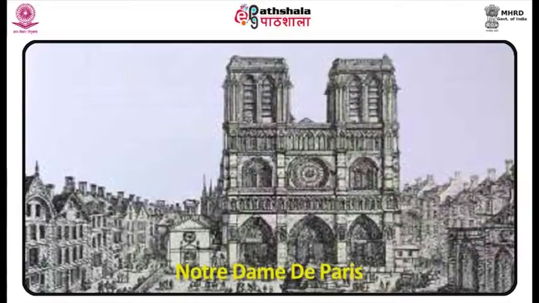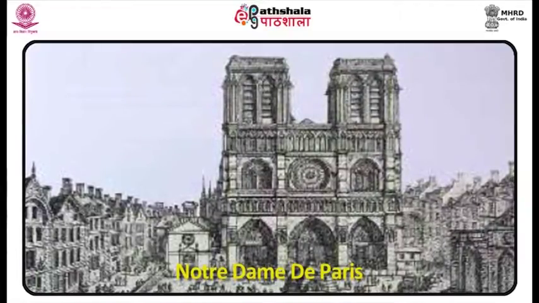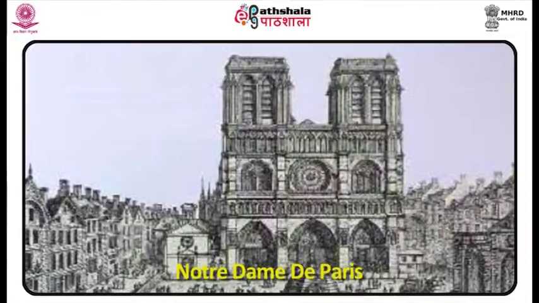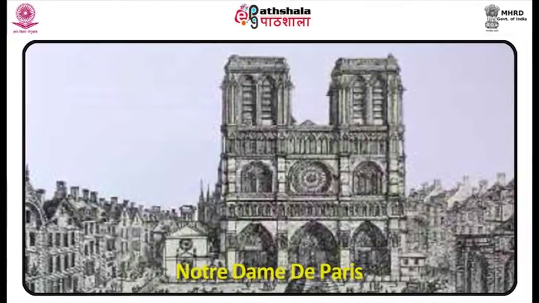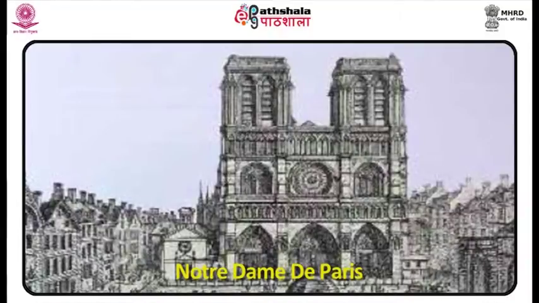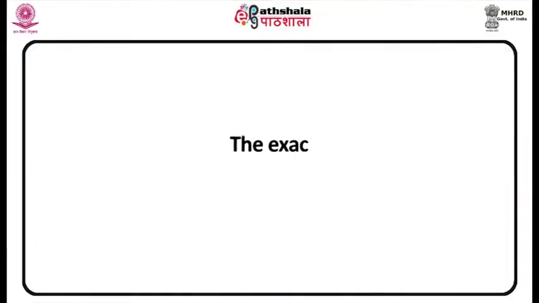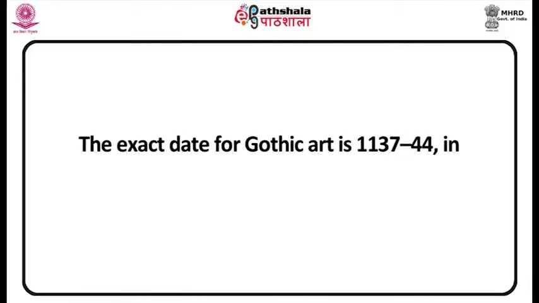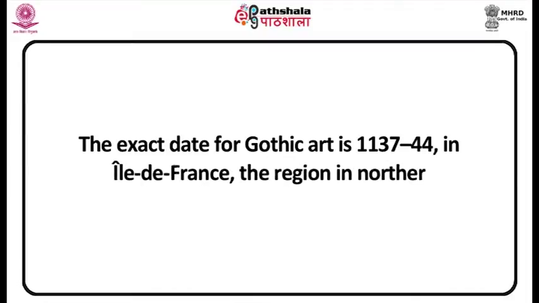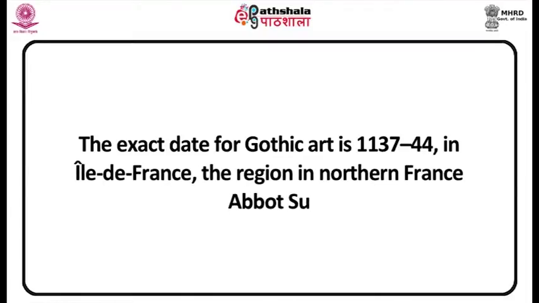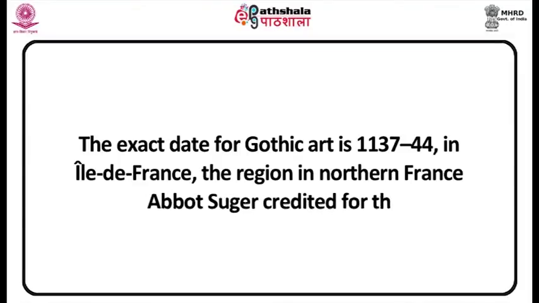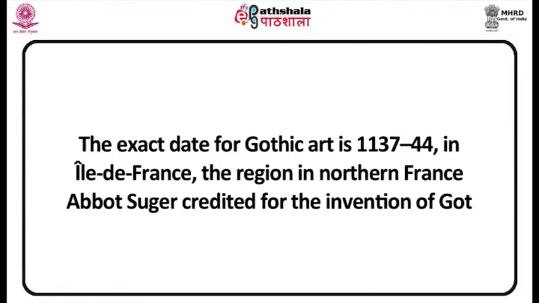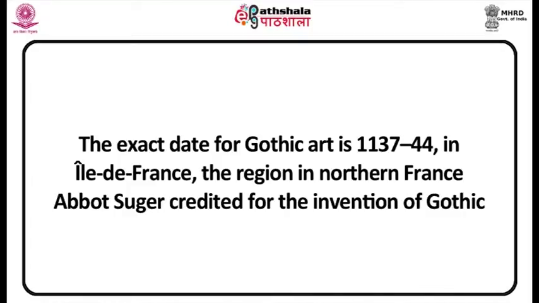In the centralized city of Paris, a once traditional provincial town but now a thriving urban center beginning in the middle of the 12th century, the exact date of Gothic art is 1137 to 1144 in Île-de-France, the region in northern France that was the personal domain of the French royal family. It is Abbot Suger who is credited with the invention of Gothic.